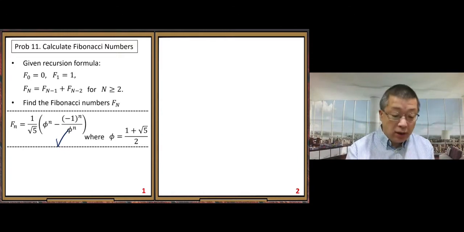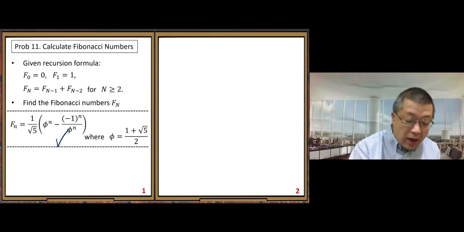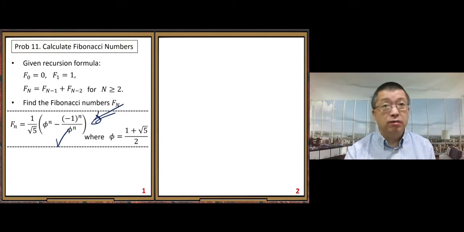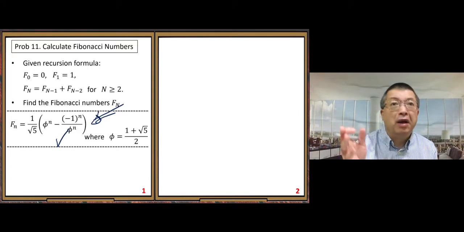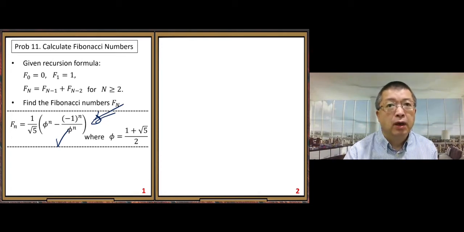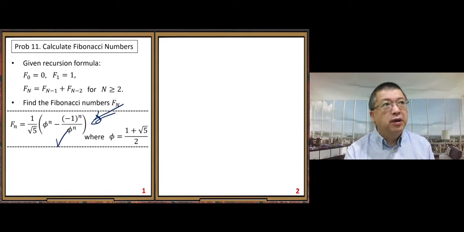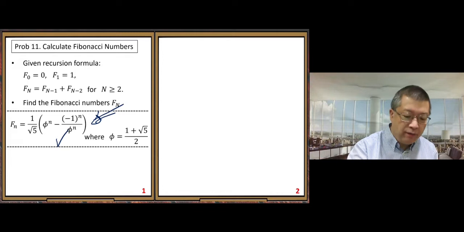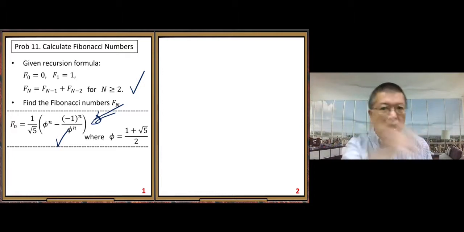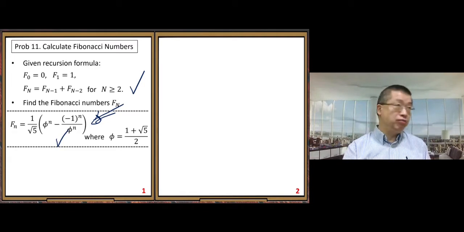You cannot guess it. Think about it, can anyone guess this formula? Nobody in the world can guess a formula like this. It's impossible. So the only way to get this formula is to derive it from the recurrence relation. So for this D.3, we will derive it. We need to solve the recurrence relation problem.